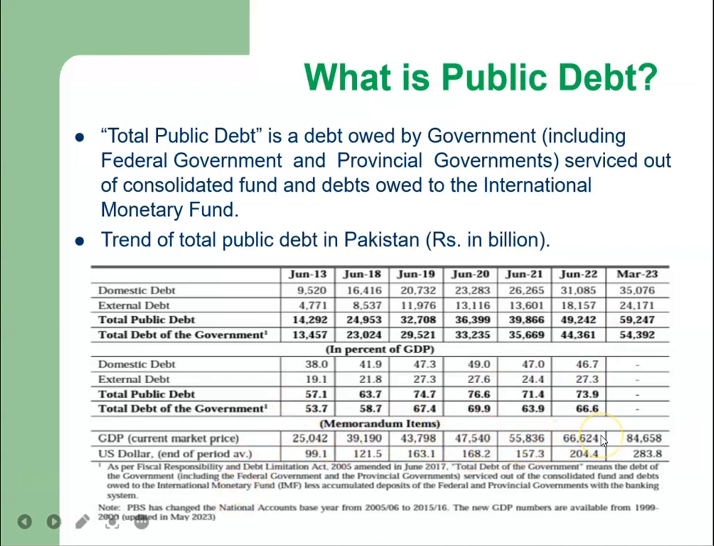The current GDP of Pakistan in current market price is 84,658 billion rupees, and in terms of US dollar this is 283.8 billion US dollars.